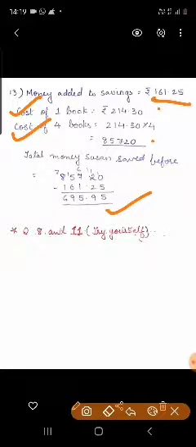So over here we have completed our 3rd chapter, which is decimals. Try practicing questions of decimals, addition, subtraction, multiplication and division.